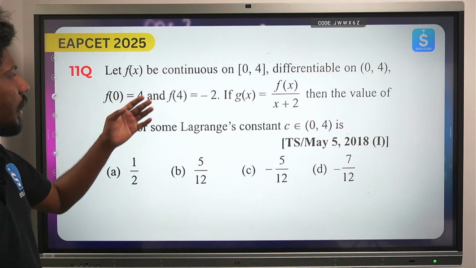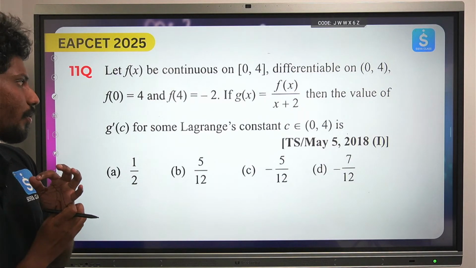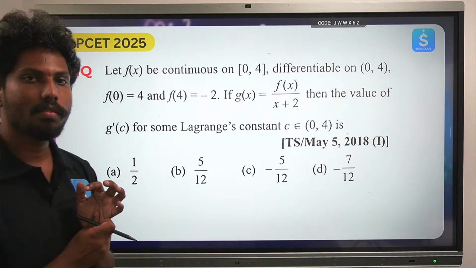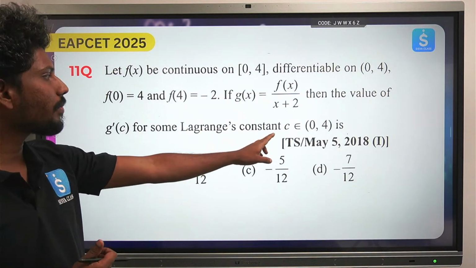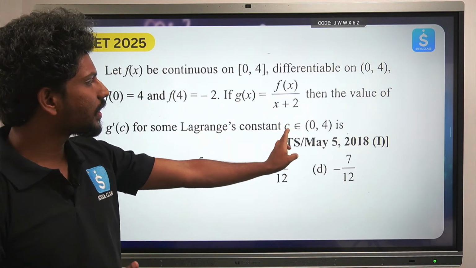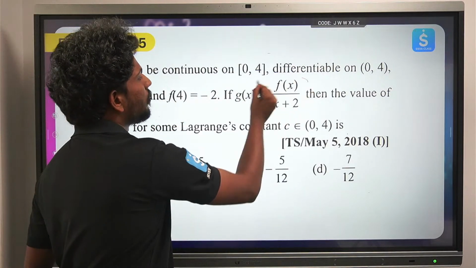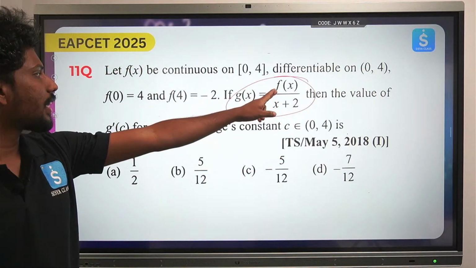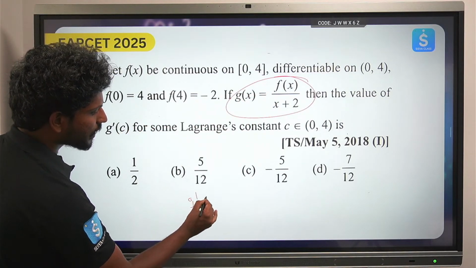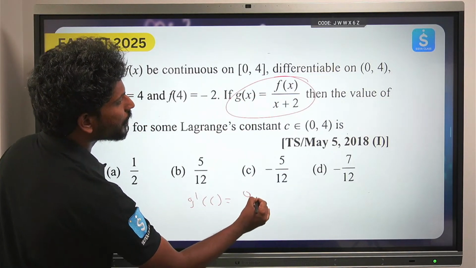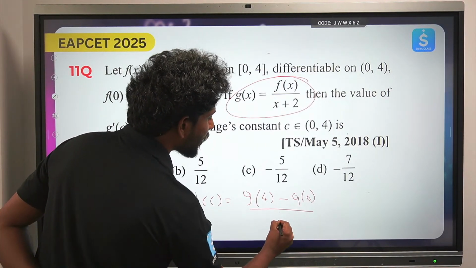Next, let f of x be a function where f of 0 is equal to 4 and f of 4 equals minus 2, g of x equals f of x by x plus 2. Then the value of g dash of c for some Lagrange constant such that c belongs to (0, 4). Again the same thing, but here there is a small twist, f of x is involved here. So the same thing again we will try to do, that is g dash of c is equal to (g of 4 minus g of 0) by (4 minus 0), that is 4.